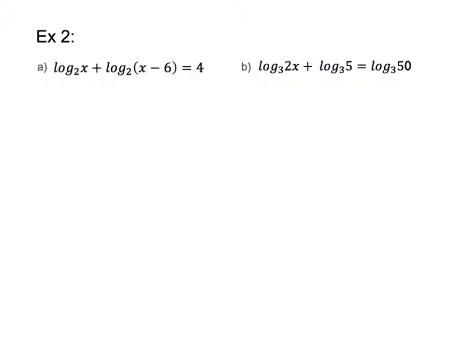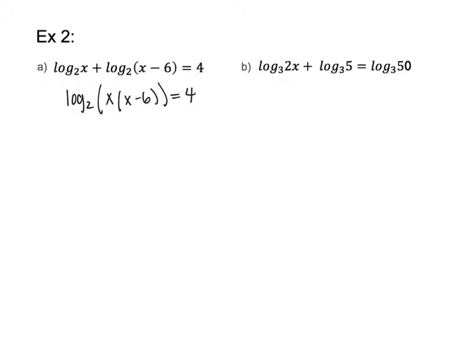Example number 2. If I look at these two here, I have a plus sign in between. So like before, I'm going to join them using multiplication. All right, so let's see what we got to do here. I have log base 2 of x times x minus 6 equals 4.